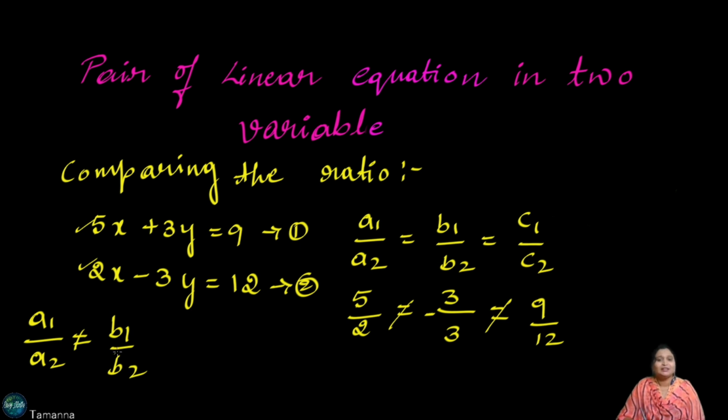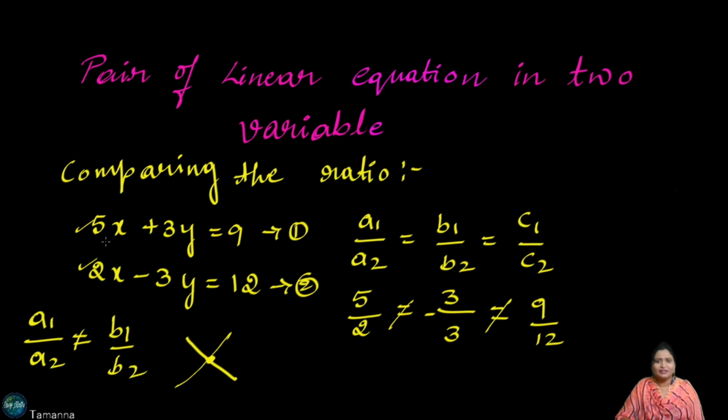Due to that reason, this is an intersecting line. When this type of ratios occur, these two lines are a pair of linear equations in two variables; pair means two. This is an intersecting line. In the class also I will explain this type. If this type of lines are there, then they are called intersecting lines. Some of the main properties regarding intersecting lines, shall we go through.